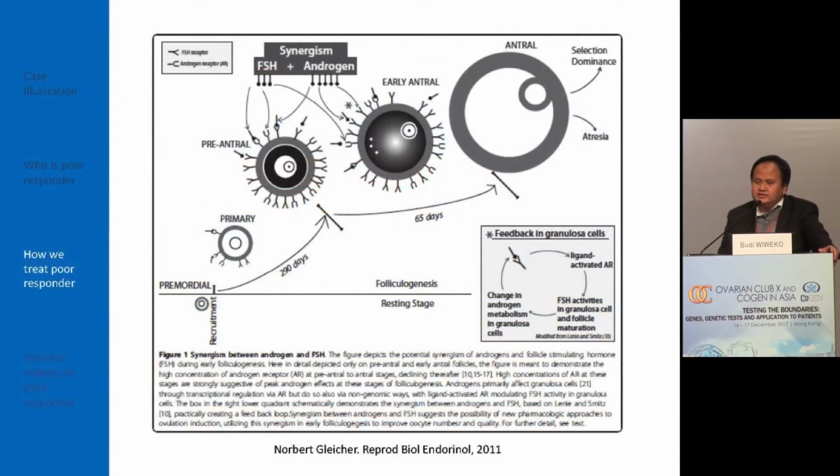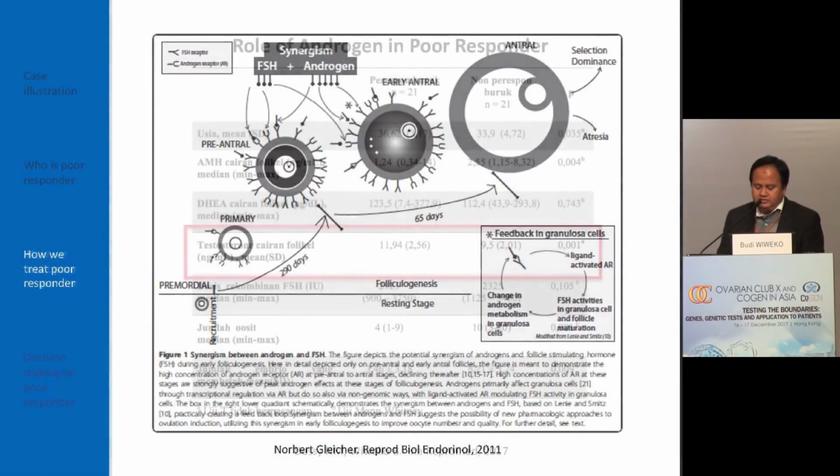We are also trying to look at the androgen level. We know that there is a synergism between FSH and androgens, whereby androgen will augment the FSH activities at the receptor, increasing the granulosa cell proliferation and augmenting the aromatase activities in converting androstenedione to estrogens.